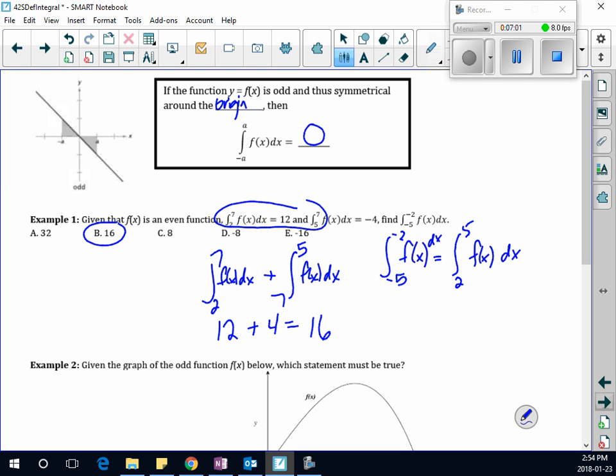No. Because an even function would be the same area as the positive. Like for instance, an even function is something like this, right? So if I'm going from 2 to 5, that would be the same area as going from -2 to -5 this way. Do you see that coverage would be the same there? Make sense to you? Okay, so let's go here.